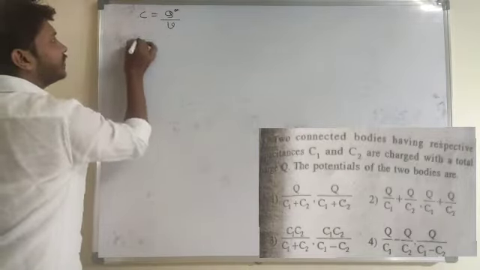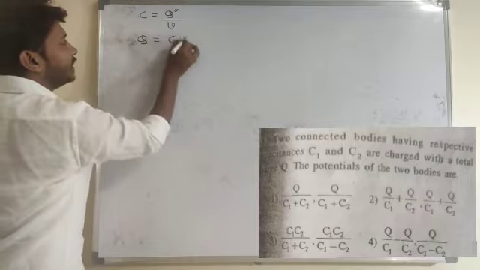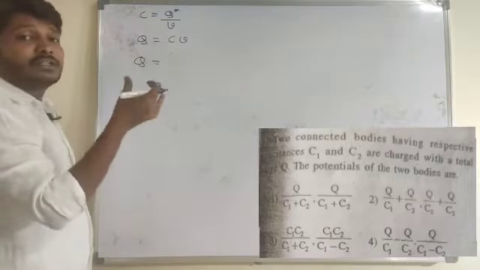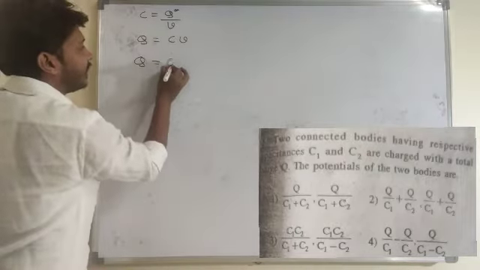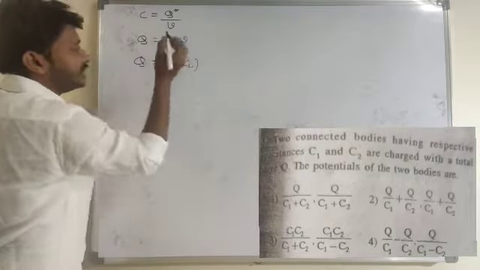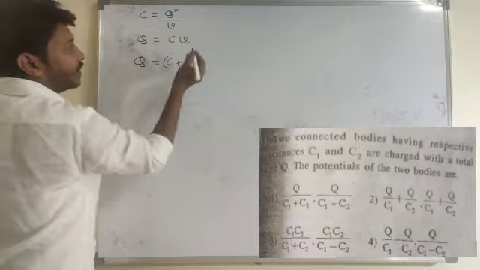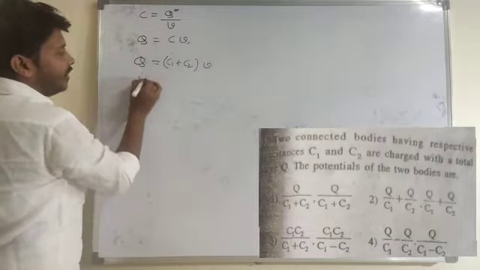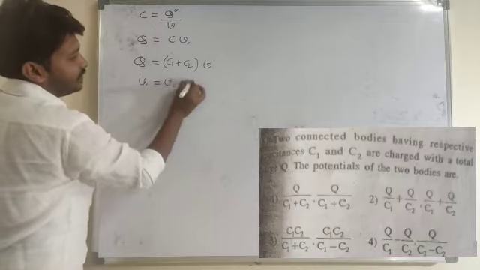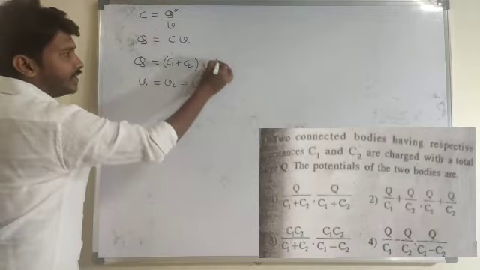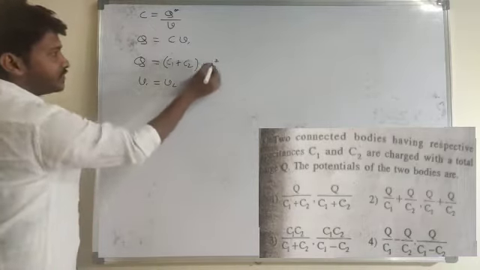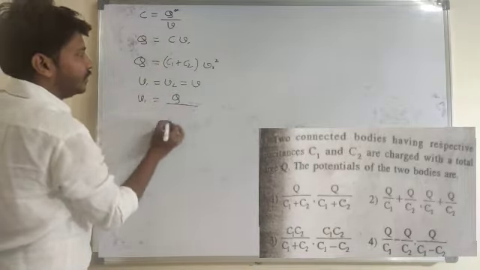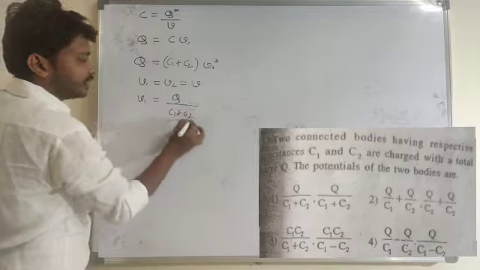So I will take that Q here, Q is equal to C into V. Connected bodies having respective capacitances C1 and C2, so that is C1 plus C2, and the potential is the same. So V1 is equal to V2 is equal to V in general. If I take this one as V1, what is the formula here? Q divided by C1 plus C2.